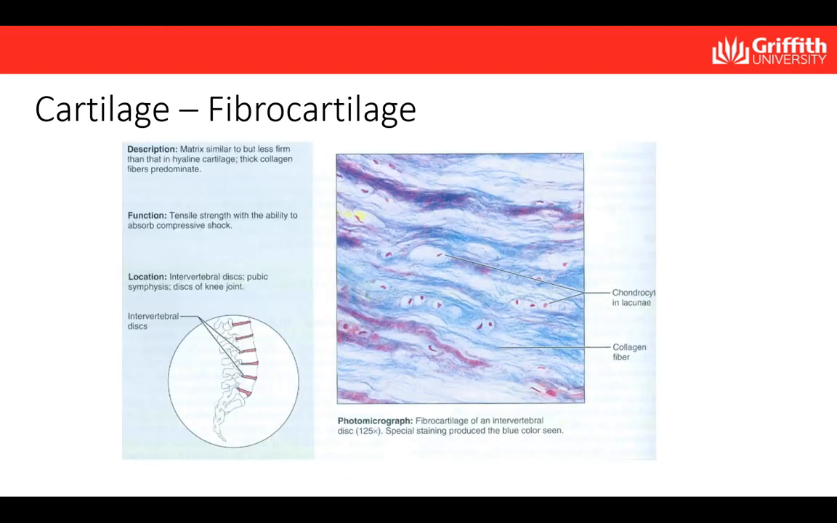Fibrocartilage has a matrix that is similar to hyaline cartilage, but is less firm. It is also packed with the collagen fibers that surround chondrocytes. Because it is compressible and resists tension very well, fibrocartilage is found where strong support and ability to withstand heavy pressure are required. For example, the intervertebral discs and the spongy cartilage in the knee.